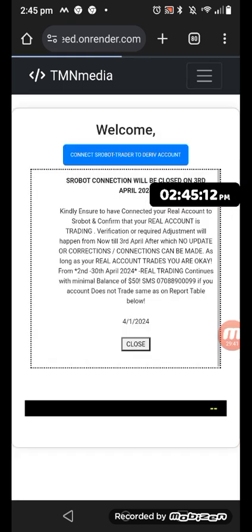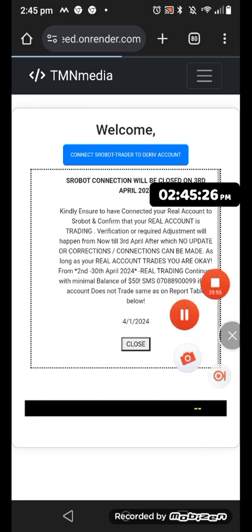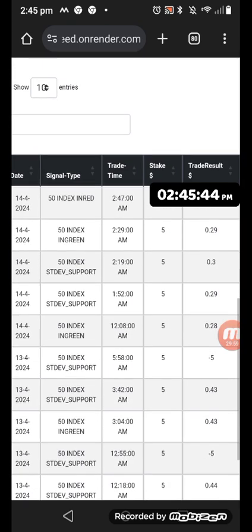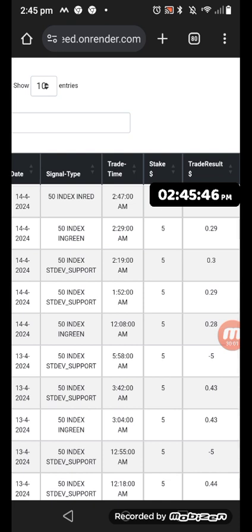Okay, so this is the Hex robot. We have the Hex robot. It's already trading. I had to update the Hex robot. Okay, so this is our Hex robot. It's trading. Currently, I think we are in loss.